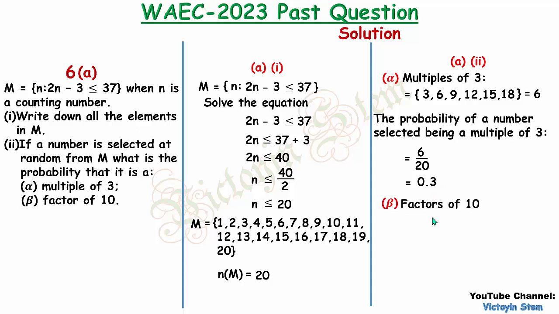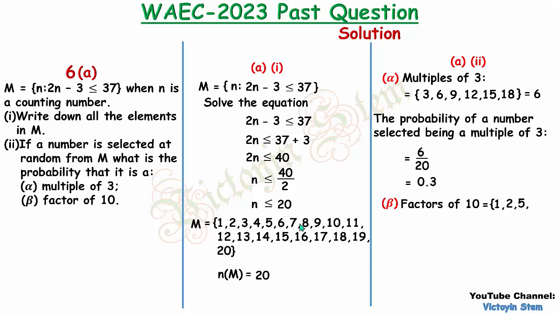Okay, now to the beta part of the question. What is the likelihood of picking a number that is a factor of 10? So I need to get all the factors of 10. The factors of 10 are numbers in which if I divide 10 by the number, it's going to give me a whole number. So 10 divided by 1 is 10, so 1 is a factor. 10 divided by 2 is 5, so 2 is a factor. 10 divided by 3 will leave a decimal, there will be a remainder. 10 divided by 4, of course there's a remainder. 10 divided by 5 is 2, so 5 is a factor.